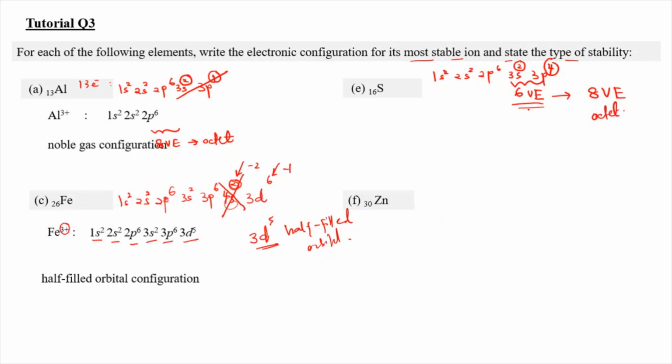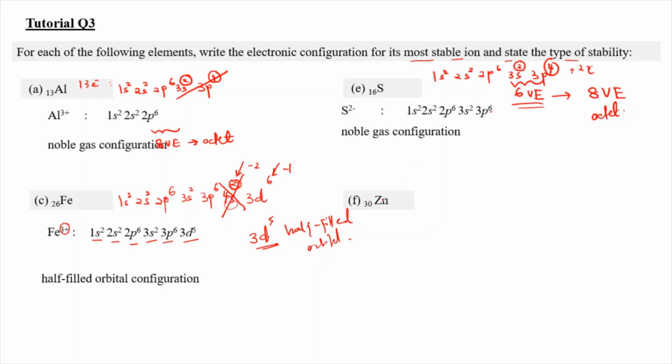arrangement. And for that to happen, the sulfur needs to receive 2 electrons. Dia kena tambahkan 2 electron. Okay, as a result, it's going to become S2 minus, and then from 3p4, it's going to become 3p6 here. And the type of stability that it's going to adopt is the noble gas configuration.